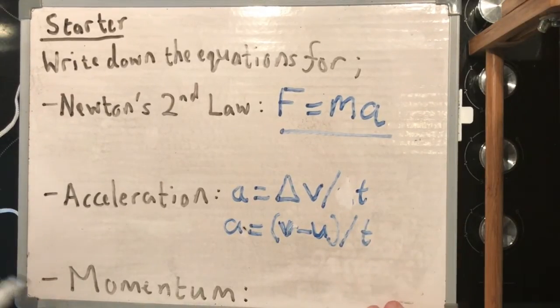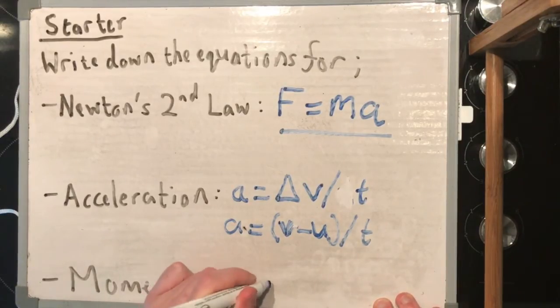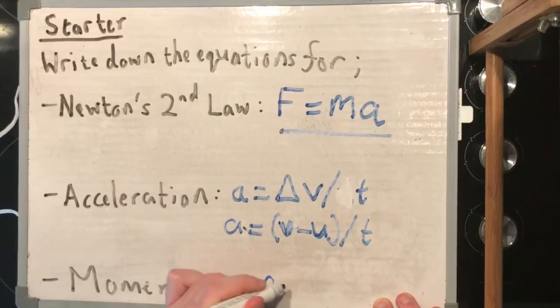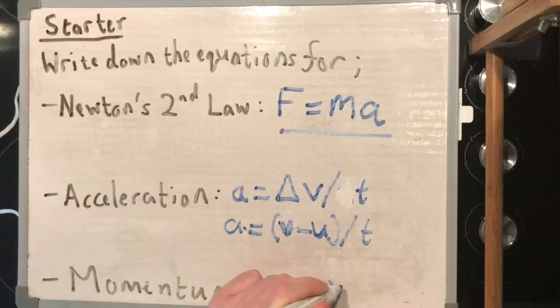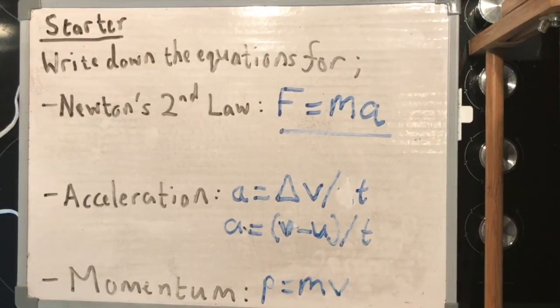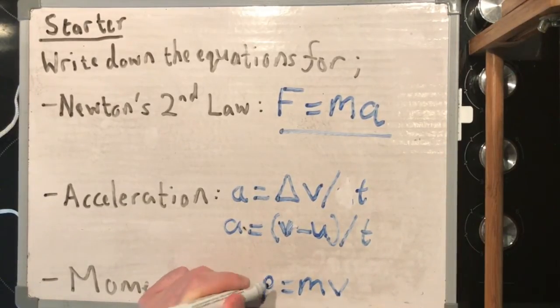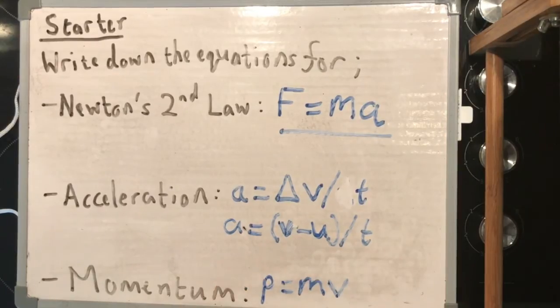Finally, momentum. Hopefully you'll remember this one from last week. Momentum p is equal to mass multiplied by velocity. p equals mv. That is a formula you need to know off the top of your head. It is a very important formula. Momentum equals mass times velocity.